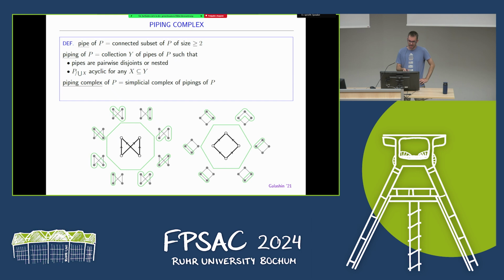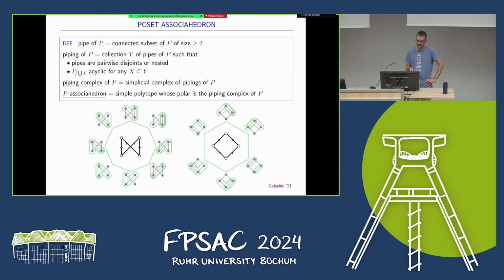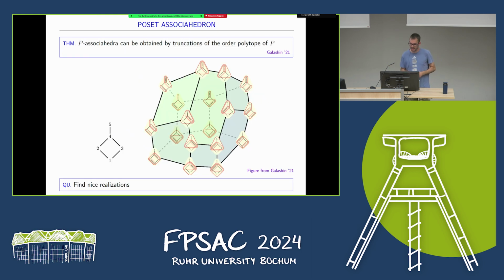Well, you see that I have a nice piping complex. It's a sphere, so it's a simplicial sphere, and actually we'll try to realize it as a simple polytope, as a dual of a simple polytope. So this would be these pictures. It's not at all obvious that there are duals of simple polytopes, and this is a result of Galashin. He proves that the P-Acyclonestohedra can all be obtained by truncations of the order polytope of P.